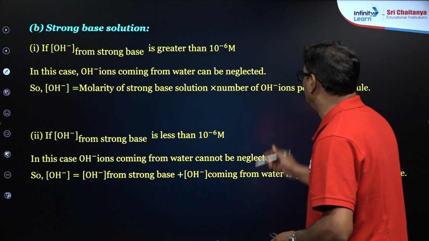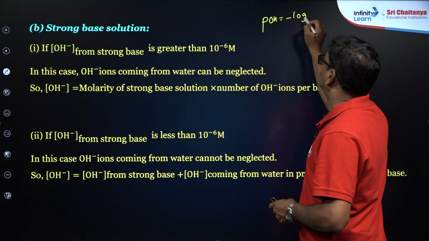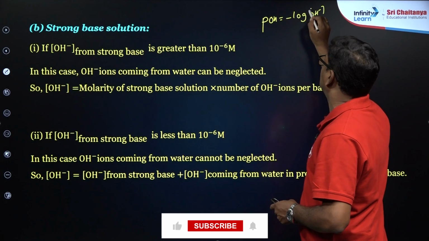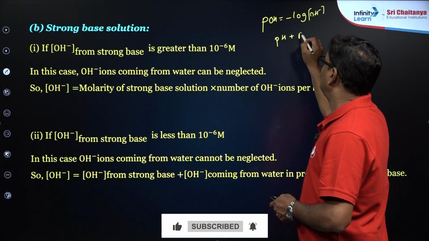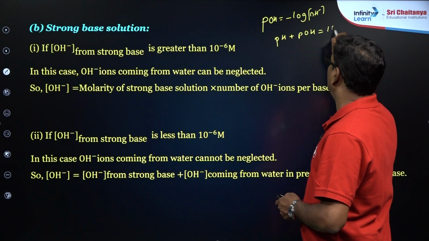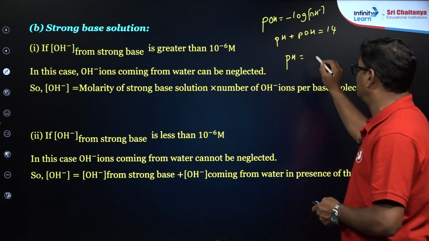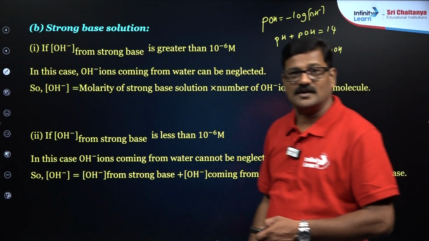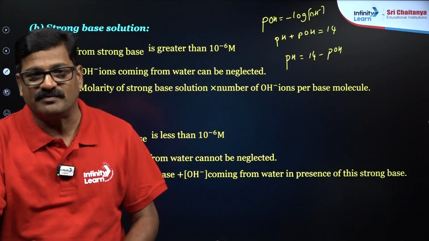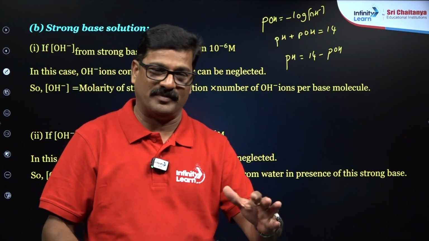From there you can calculate pOH, which is equal to the negative logarithm to the base 10 of the OH minus ion concentration. As we know, pH plus pOH is equal to 14. So pH can be calculated by subtracting the pOH you calculated from 14. So that is the basic difference between the pH calculations you make with a strong acid and a strong base.